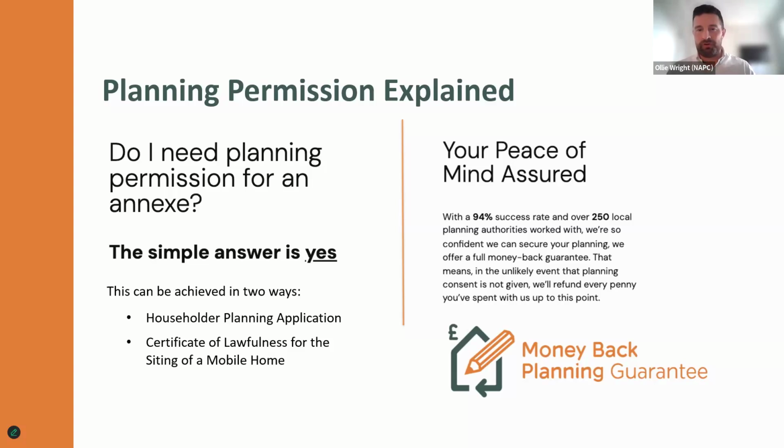So we handle all of IHUS's planning applications on their behalf, and the biggest question we get asked is, does my annex need planning permission? And as you can see, the simple answer is yes, it does. As soon as you introduce primary living accommodation into an outbuilding, you need to obtain consent, because it goes from this incidental use to more of an ancillary one, which doesn't benefit from permitted development rights, unfortunately.